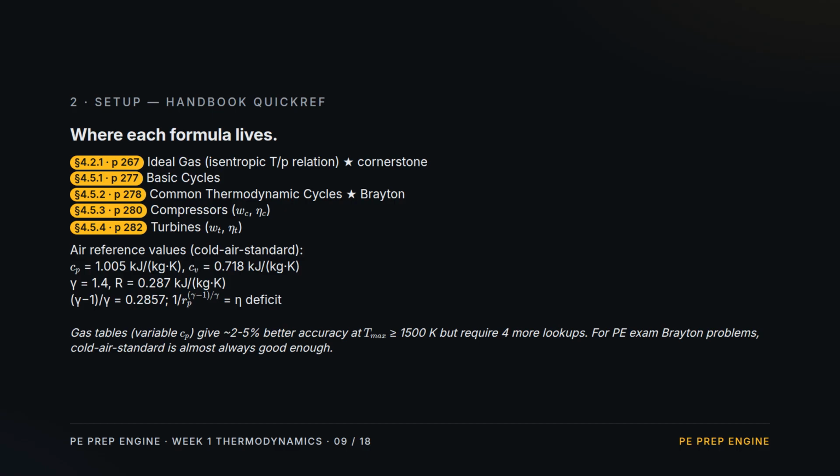Handbook quick reference covers the isentropic ideal gas relation, the Brayton section, and the compressor and turbine balances. Memorized air values under cold air standard. Cp around 1.00, Cv around 0.72, gamma 1.4, exponent 0.286. Gas tables with variable Cp are more accurate above 1500 Kelvin, but need 4 more lookups. For PE Brayton problems, cold air standard is almost always good enough.